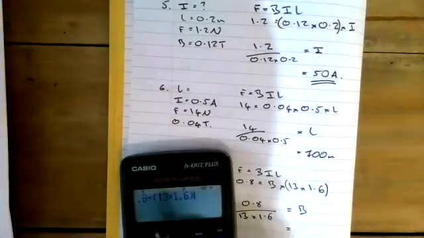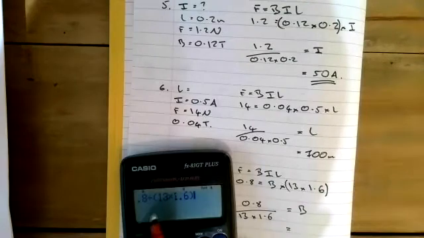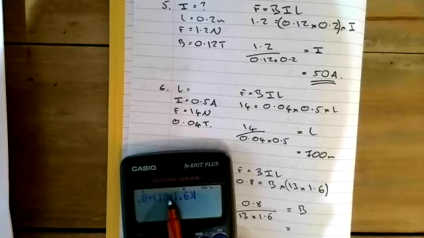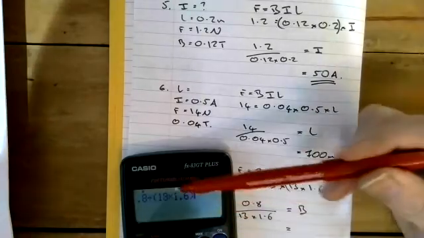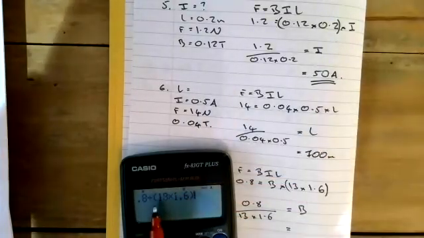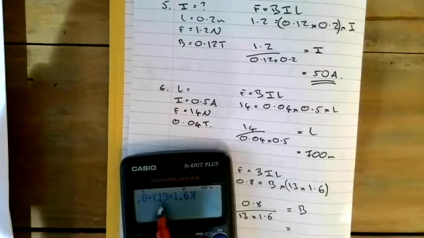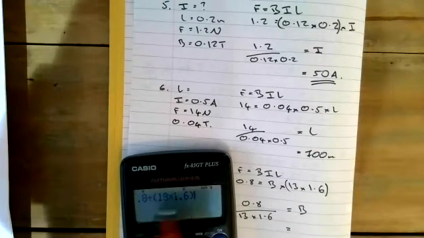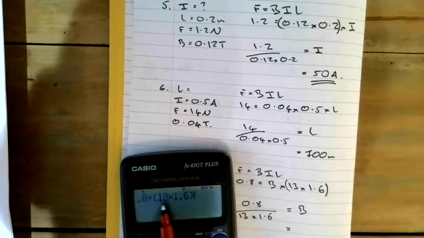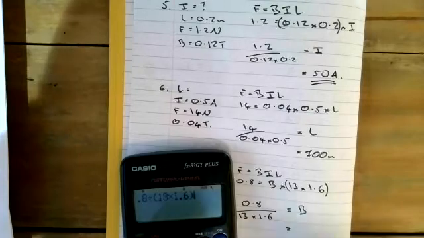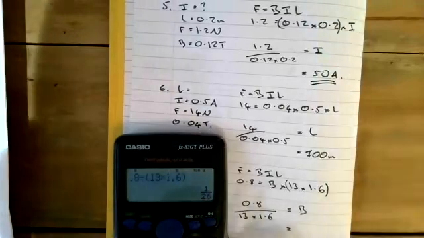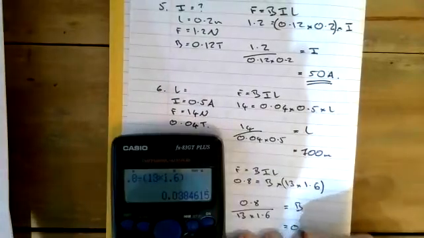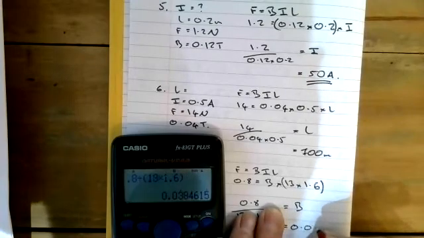Now, if you're wondering why I'm using brackets, what happens is if you don't use brackets, it will take 0.8 divided by 13 first, and then it will times it by 1.6 in this particular case. If you put brackets around, what you're doing is telling the calculator to do that first. So the calculator will calculate 13 times 1.6, and then it will take 0.8 and divide it by the product of 13 times 1.6. So our answer in this particular case is 0.038.